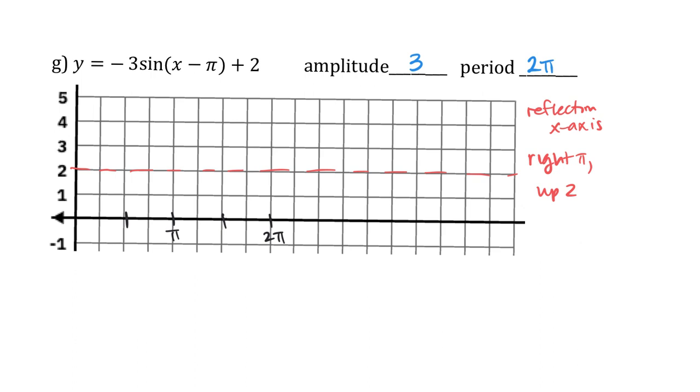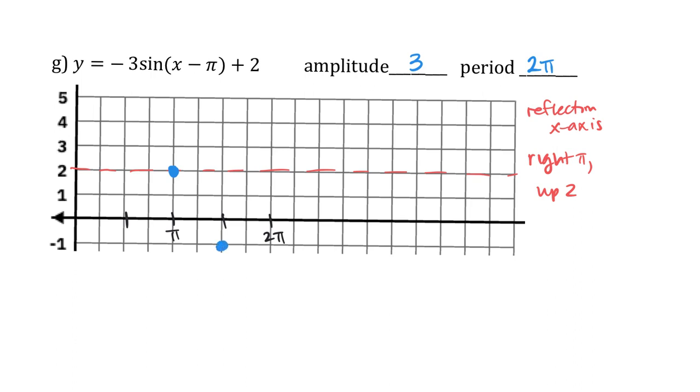Now I want to go right pi. How big is pi? Pi is that whole space, so 4 spaces. So normally my sine starts at 0. I'm going to go right pi, which is 4 spaces. And then from here, I normally go up 3, but it's a -3, so I'm going to go down 3. But instead of going down 3 here, I need to go right 4 spaces. 1, 2, 3, 4. So it's going to be down here.